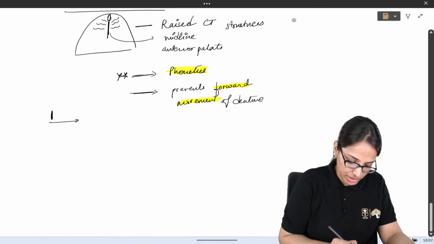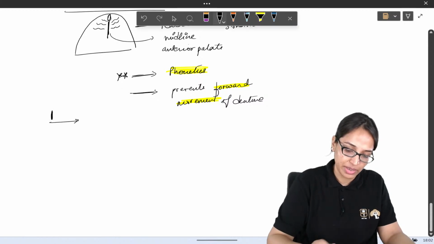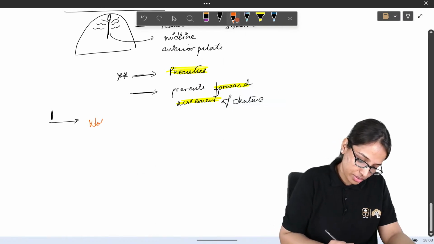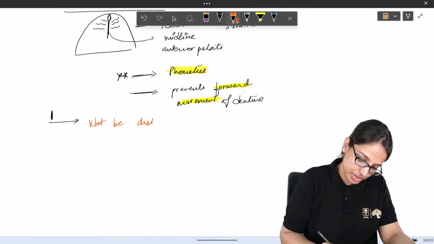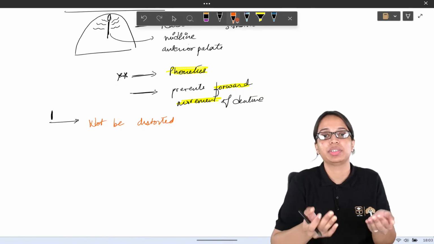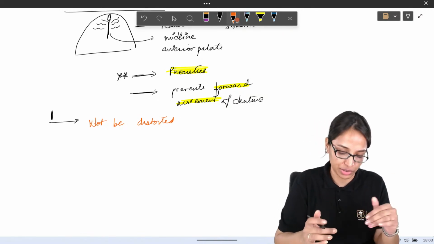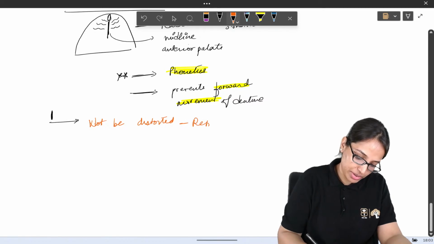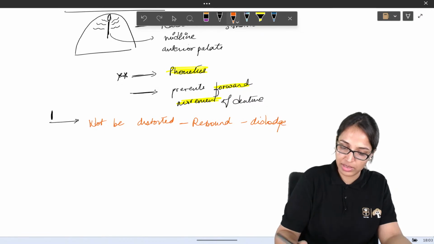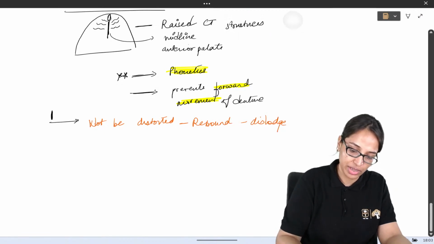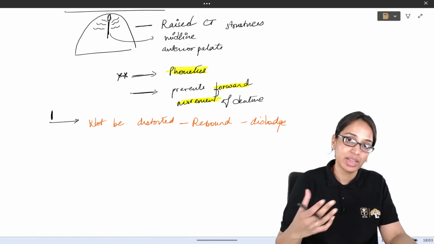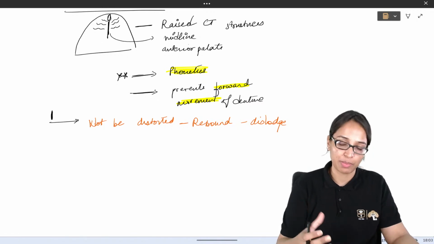While making impressions, the most important point that we need to take into consideration with our rugae area is that it should not be distorted. If you distort the shape of it while making an impression, it will cause a rebound effect on the denture, and the denture will rebound and it will dislodge. So that is a key point with regards to the rugae while seeing it clinically, right? So that is your next anatomical landmark for the supporting structures.